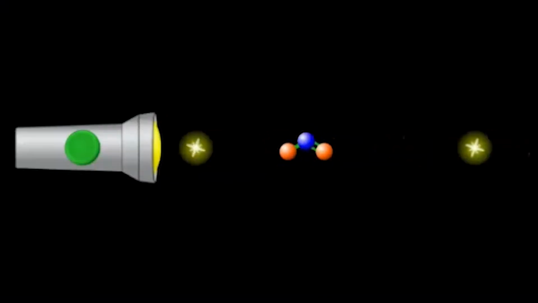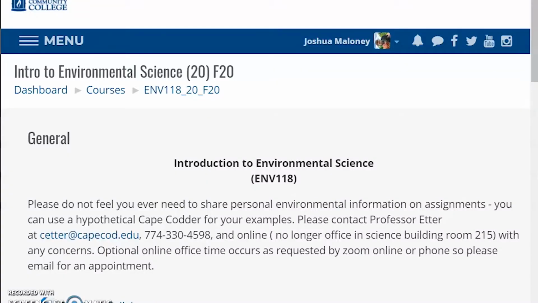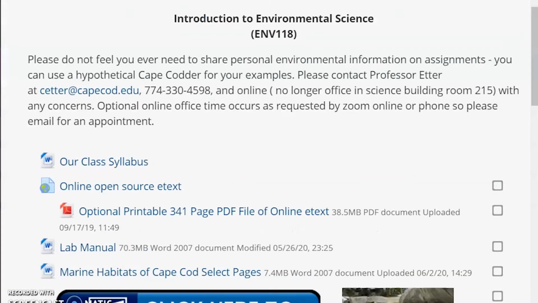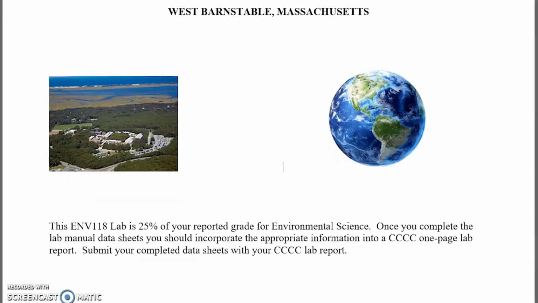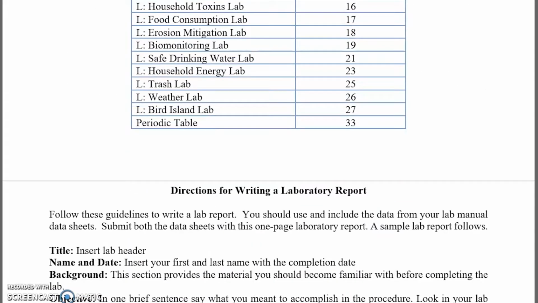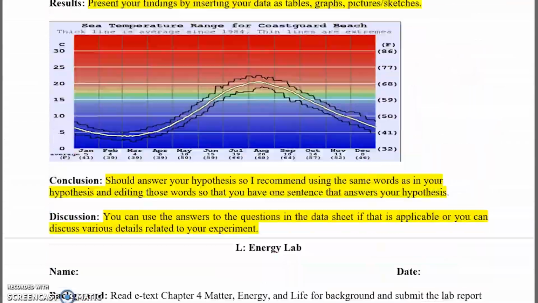I wanted to introduce myself and share some information about this week's Computer Simulated Energy Lab. The lab manual containing all the labs can be found at the top of Moodle. Download that. Open the lab manual, scroll down to the Energy Lab, and you can copy, print, or in any other way make it its own document.